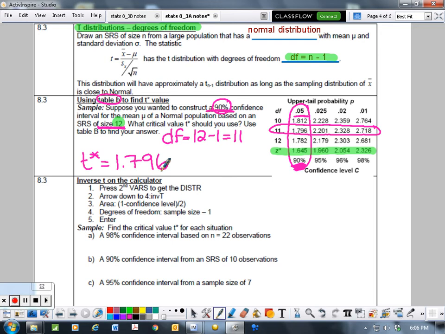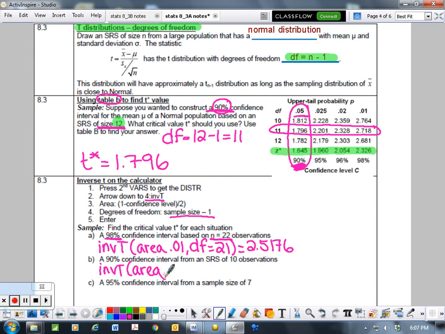How to do it on the calculator? Just like we do inverse norm, we do second vars, which is our distribution menu. We go down to option number 4, which is inverse t. And then we do area, just like we did area for inverse norm. And then we put in our degrees of freedom and hit enter. So here, this would be an inverse t. My area would be half of 2% left over, so 0.01. And my degrees of freedom would be my sample size minus 1, so 21. And when I calculate that, I'm going to get an inverse t of 2.5176.